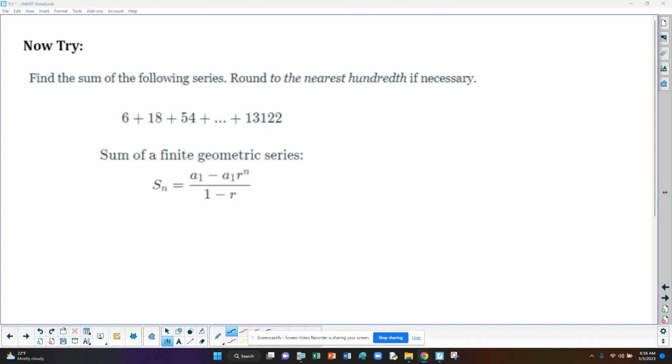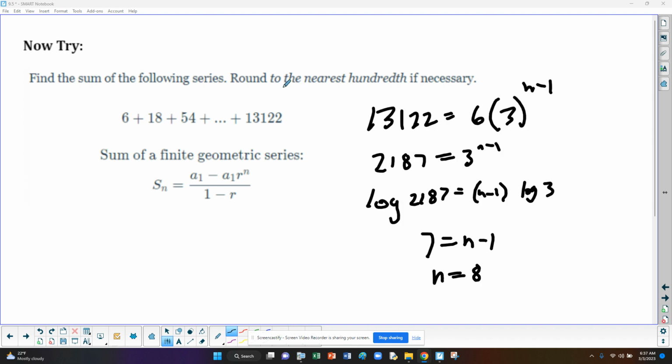That's going to always solve for your exponents. So go ahead and pause it here, and we'll figure out which term number is that 13,122. All right, so using the same method as before, we can use logs, and we figure out that the 13,122, that's going to be your 8th term, and then now you'd have enough to find the sum. So you'd have sum of 8 terms is equal to 6 minus 6 times 3 to the 8th power over 1 minus 3. So there's your result for the now try.